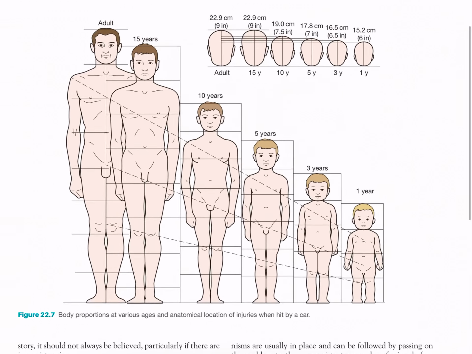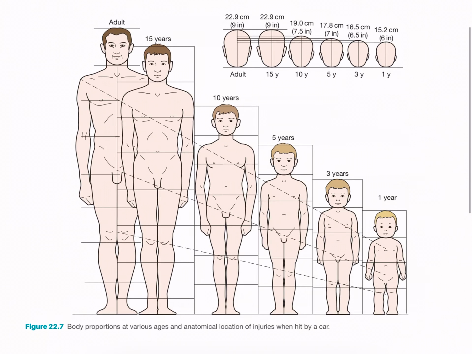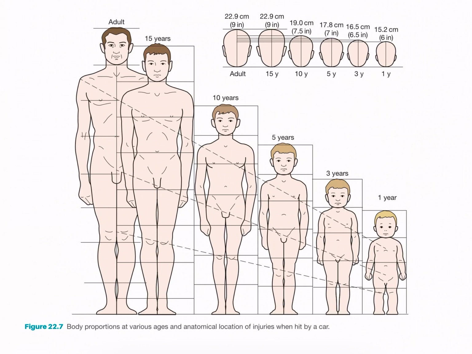Over here we can see figure 22.7, the body proportions at various ages and anatomical locations of injury when hit by a car. So we can see from 1 year to 3 years, 5 years, 10 years, 15 and adult, at all these ages, even though the mechanism of injury is the same, the amount of damage or the insult done to the patient will be different because of the difference in the sizes of the patients at the respective ages.